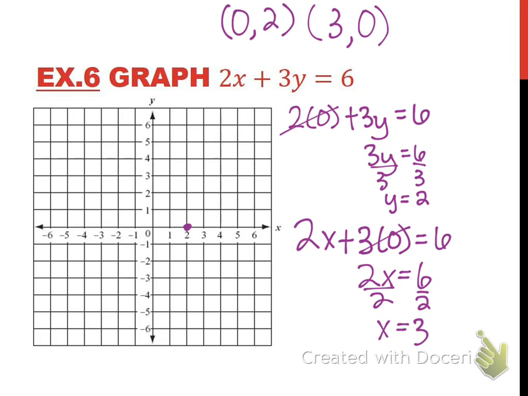All right, plot those points. Sorry, (0, 2) and (3, 0). And we can graph a line through them. That's pretty close. Questions about the intercepts? Concerns? Warm, fuzzy feelings? Silence. Okay, we'll move on then.